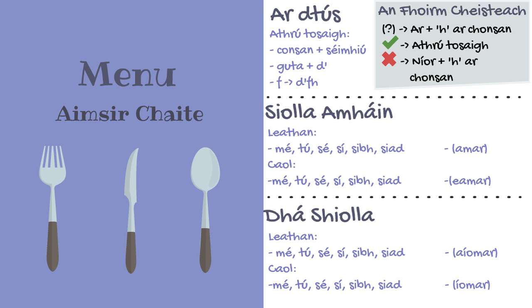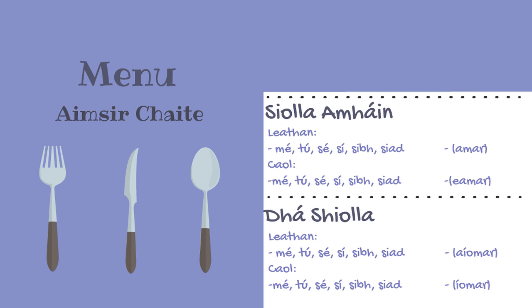Now that we've changed the start, let's take a look at the rest of the verb. Luckily for us, the Aimsir Chaite is a nice easy tense. All we have to do is put the correct forainm pearsanta after the verb without having to change the ending of the verb. The only exception to this is sinn or muid, which has its own special endings.